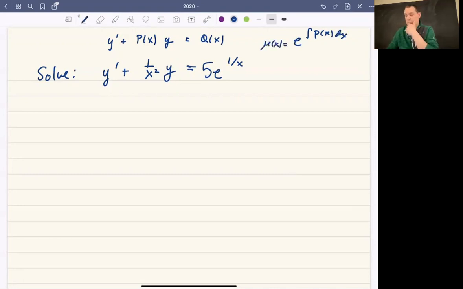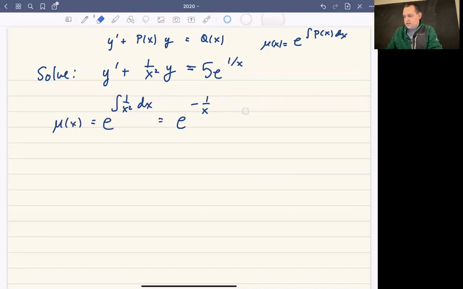So our integrating factor mu is e to the integral of 1 over x squared. The integral of 1 over x squared is negative 1 over x. We don't need a plus c here. I'll let you figure out exactly why, but we do not need the plus c in the integrating factor ever. It cancels out, but I'll let you fill in the details. So mu of x is e to the negative 1 over x.